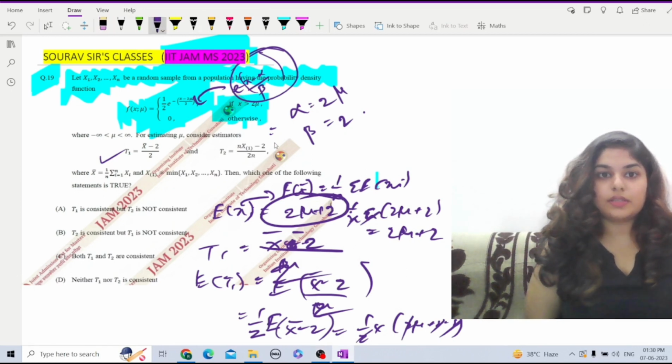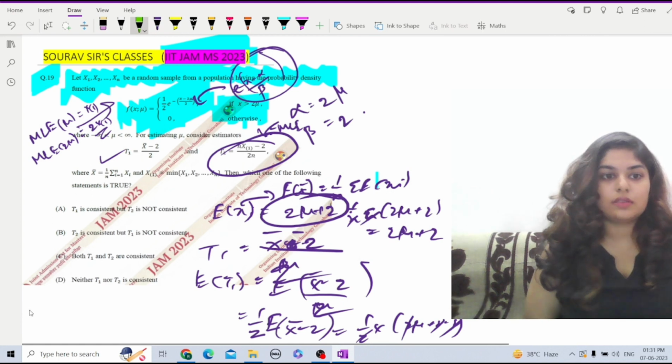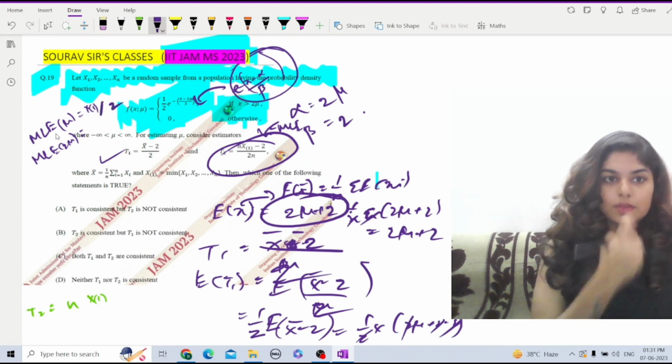So now let us find out the consistency of the second estimator. So here x1, we have to find out the MLE. So the MLE of mu is x1. So the MLE of 2 mu will be 2 of x1, right? So now let us write down the second estimator that we have, that is T2 is equal to n x1. Sorry, here there's a mistake. This is x1 by 2. So 2 mu is equal to x1, right?